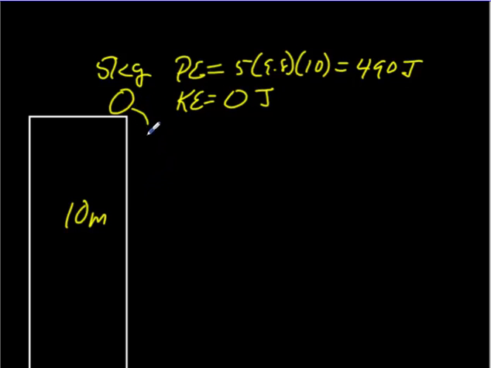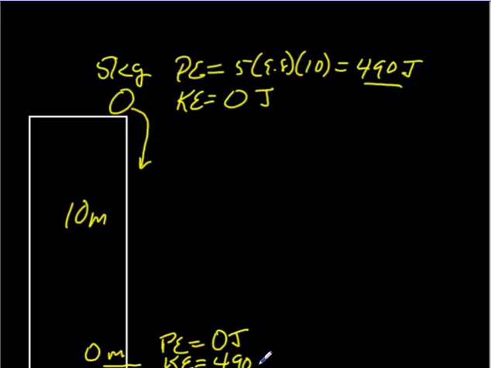So now as the object falls and it gets down here to the bottom, what is the potential energy at the bottom, and what is the kinetic energy at the bottom? Well, at the very bottom, once again, we're looking at a 0 meter. So that means I have 0 joules of potential energy. How much kinetic energy do I have? Well, that's going to be equal to the amount of potential energy. It's all converted. Now, we're ignoring friction. So it's all converted to 490.